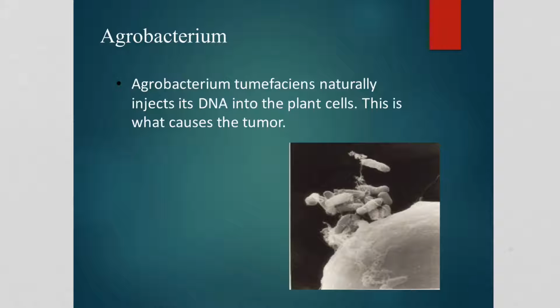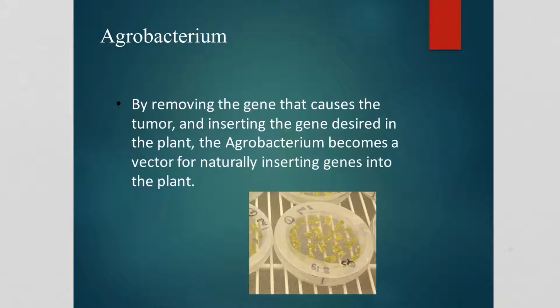And many viruses work this way as well. So what happens is scientists can remove the gene that causes the tumor, and they can insert the gene that they want into the plant. So the Agrobacterium, instead of infecting it and causing a tumor, will infect it but insert the gene that we want into it. Just kind of a way of tricking that bacteria into infecting, but actually inserting genes that we want.